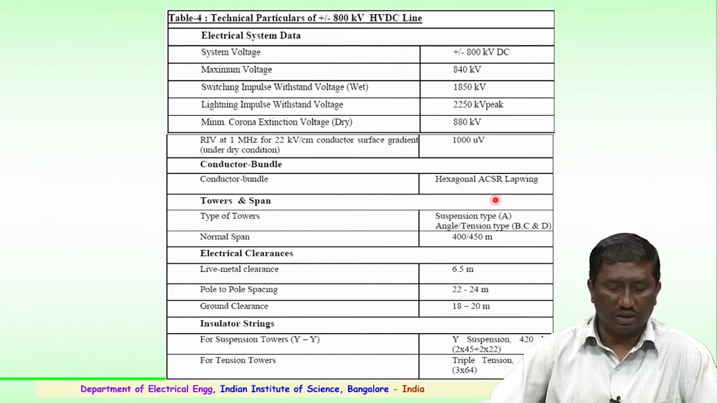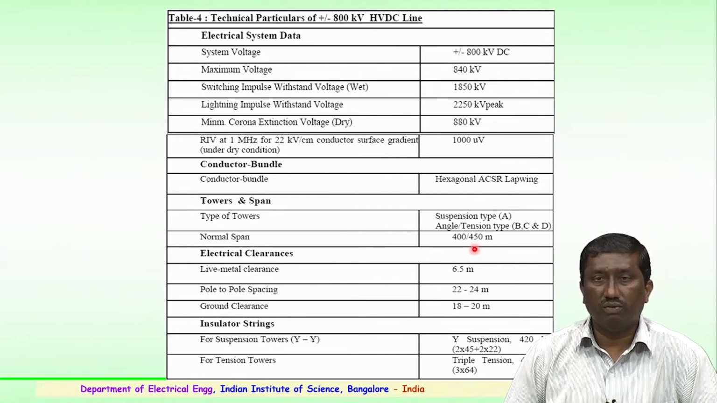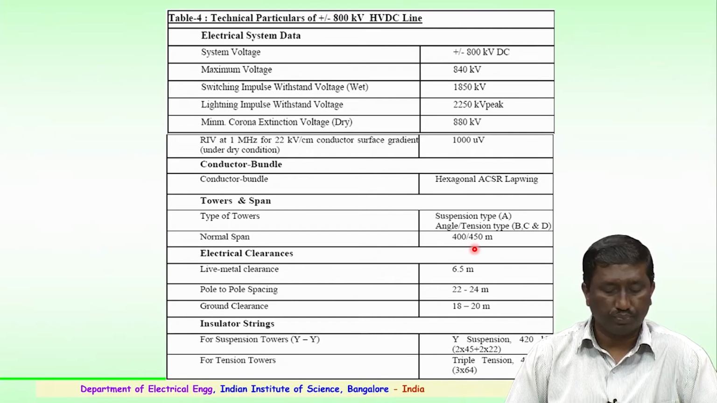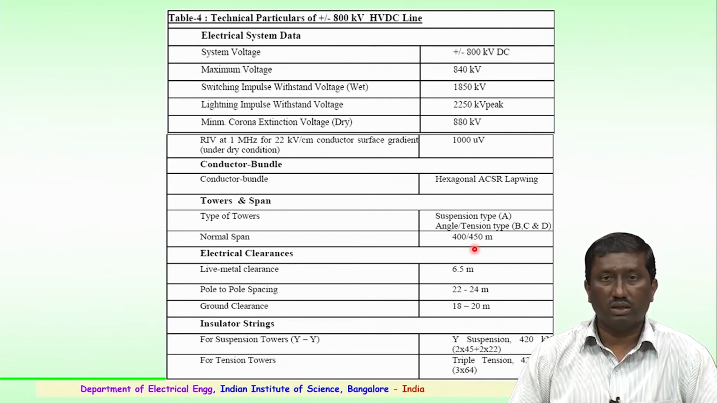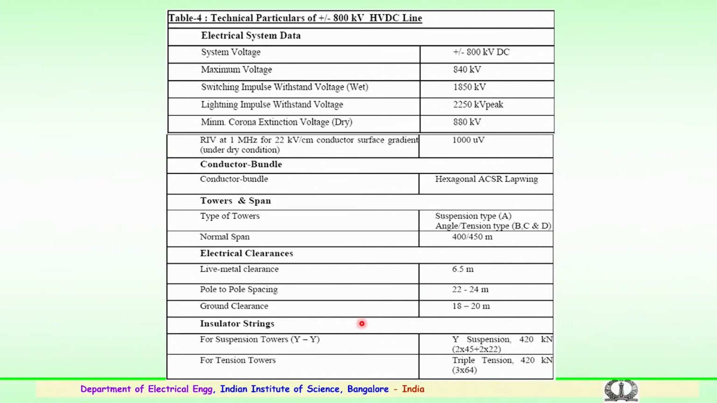The typical span, that is the normal span from tower to tower, used is between 400 to 450 meters for this line. The electrical clearance, the minimum metal clearance from the conductor to any of the other side, is 6.5 meters.